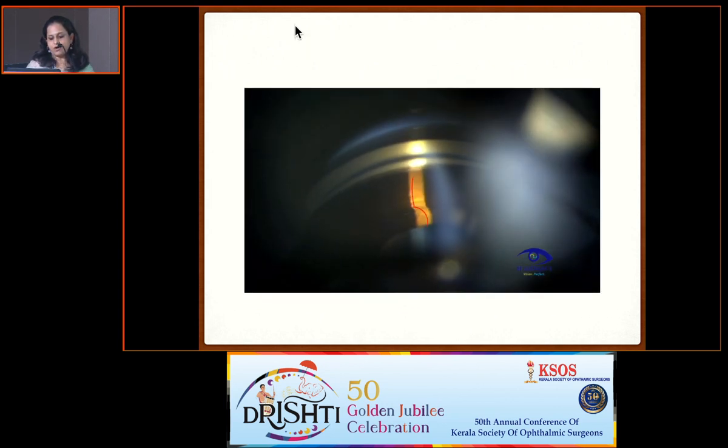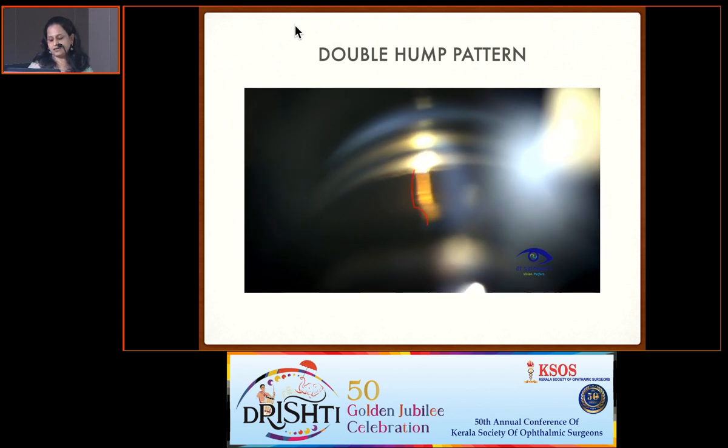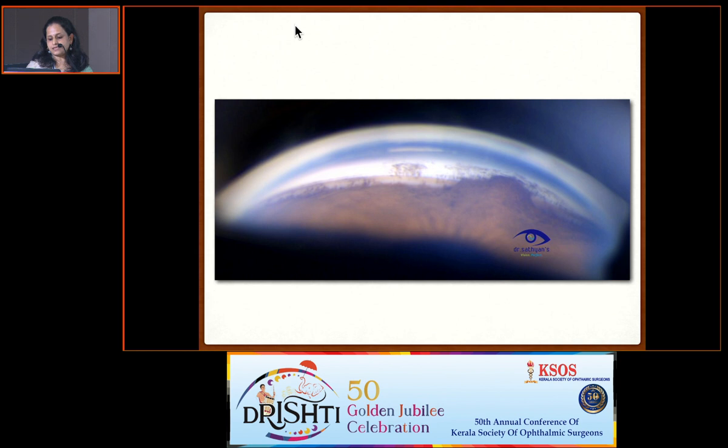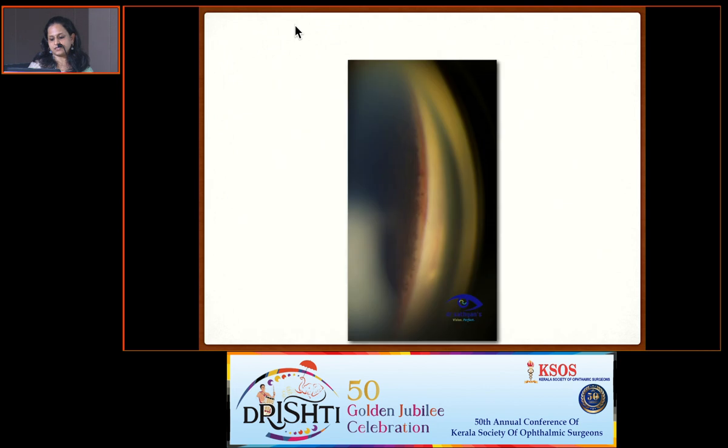And this is one of the examples of the double hump pattern. On indentation, you get this hump pattern, which is seen in plateau iris. This is an example of peripheral anterior synechia here, which is more anteriorly into the cornea. And you can see fine processes here in both the angles. These are iris processes. Iris processes are normal findings which we see in the angle. You should not mistake them for peripheral anterior synechia. PAS will be a little more broad, and this will be very thin and lacy, and it won't block the angle structures. And here you can see the blood in Schlemm's canal.